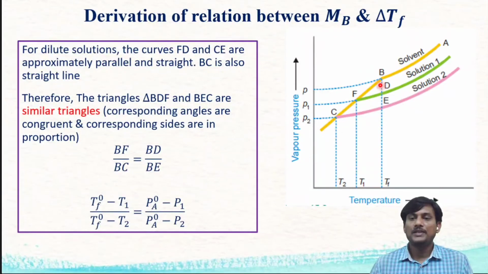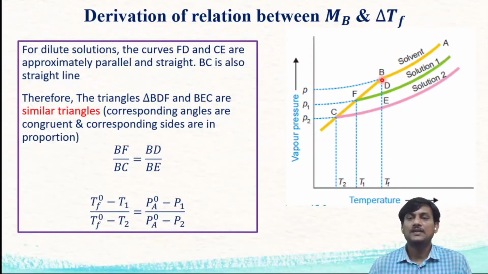Here the point B indicates the freezing point of the pure solvent. Here the vapor pressure of the pure solvent decreases with temperature, and after reaching the freezing point there is a sudden decrease in the vapor pressure. For solution, here also there is a decrease in vapor pressure of the solution as the temperature decreases. After reaching freezing point T1, the vapor pressure of the solution will be equal to that of the pure solvent.